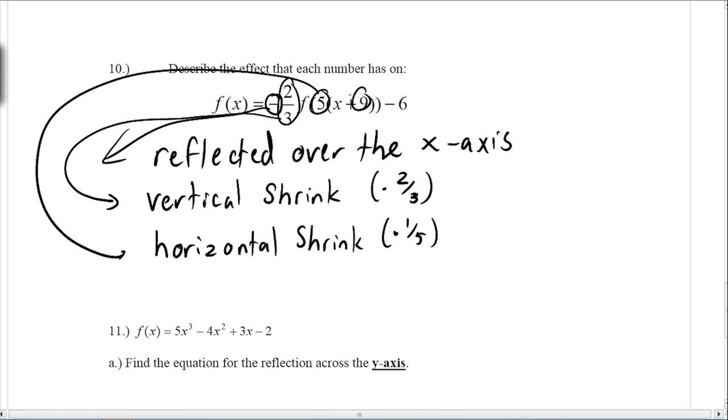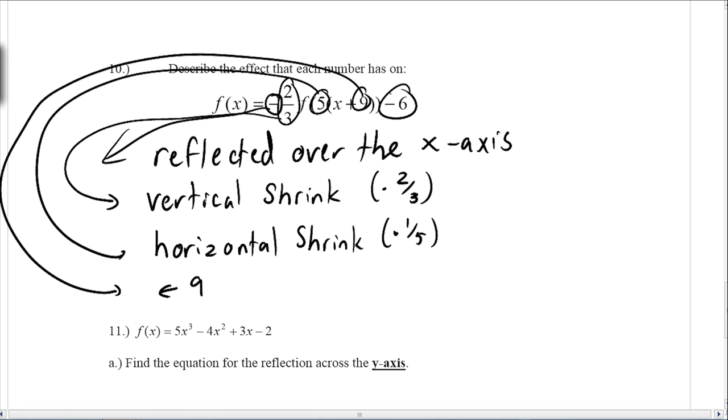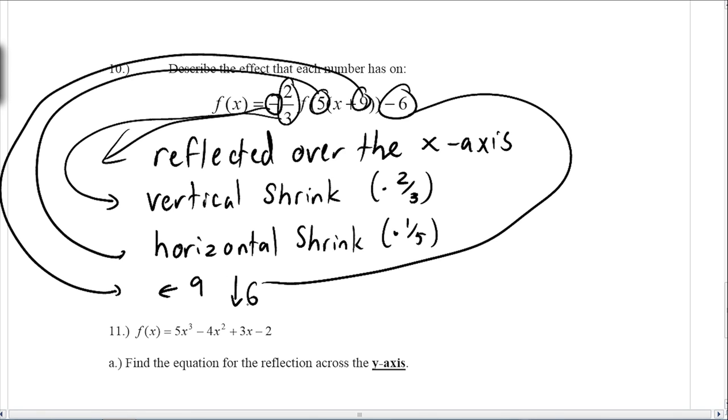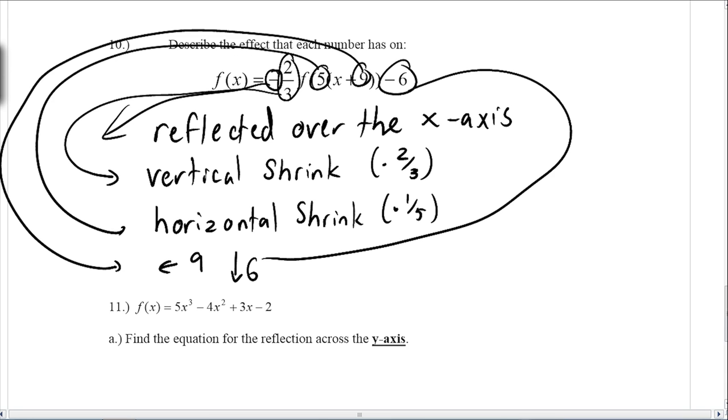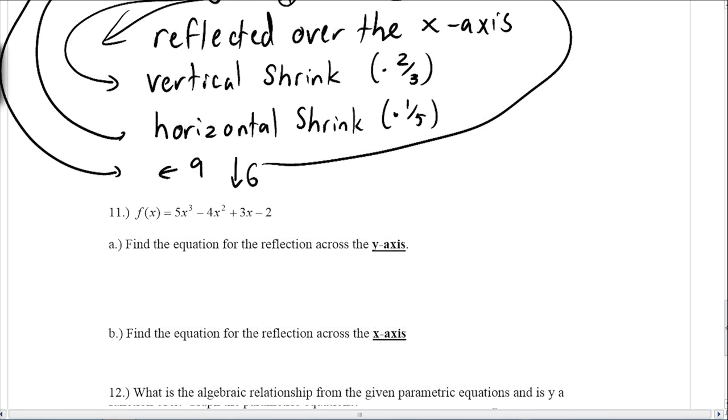The 9 here, since it is adding, we're actually moving it to the left 9, and then the minus 6 means that we're actually going to be moving it down 6. Okay, so over to the left 9 and then down 6. And those are all the different types of transformations to that specific type of function. And actually, to tell you the truth, you can't do f of x of f of x, so we're just going to change that to g of x.